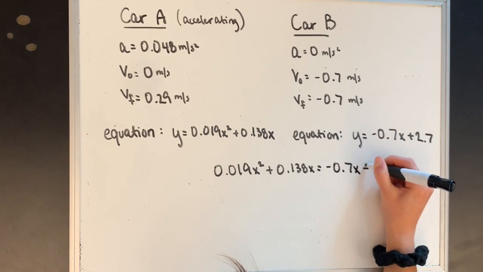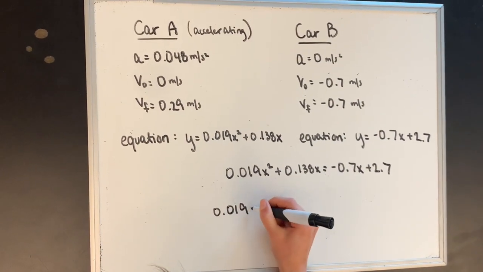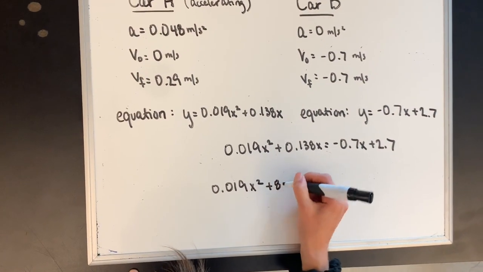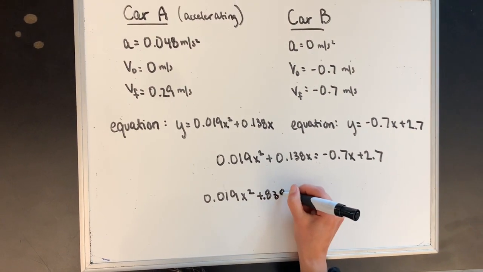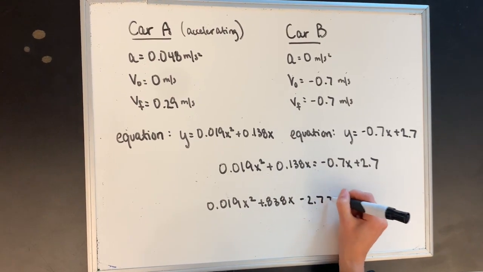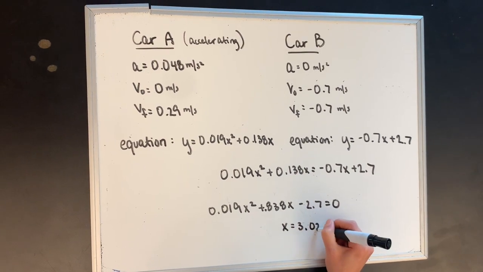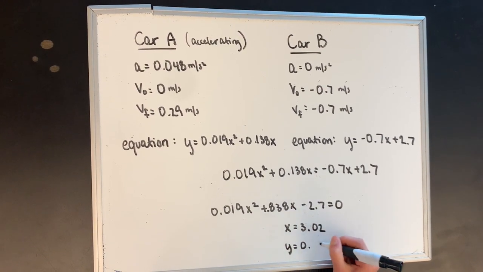In order to find the collision point, we set the equations from the position time graph equal to each other and use quadratics to solve for x, which is time. Then we plugged x back into the function to solve for y, which is position. We found that cars will collide at time 3.02 seconds and position 0.59 meters.